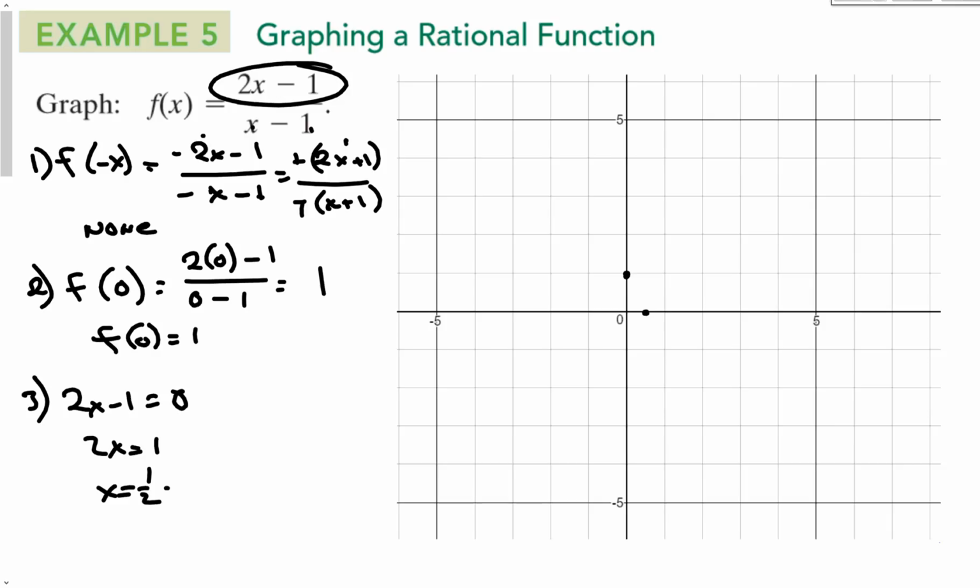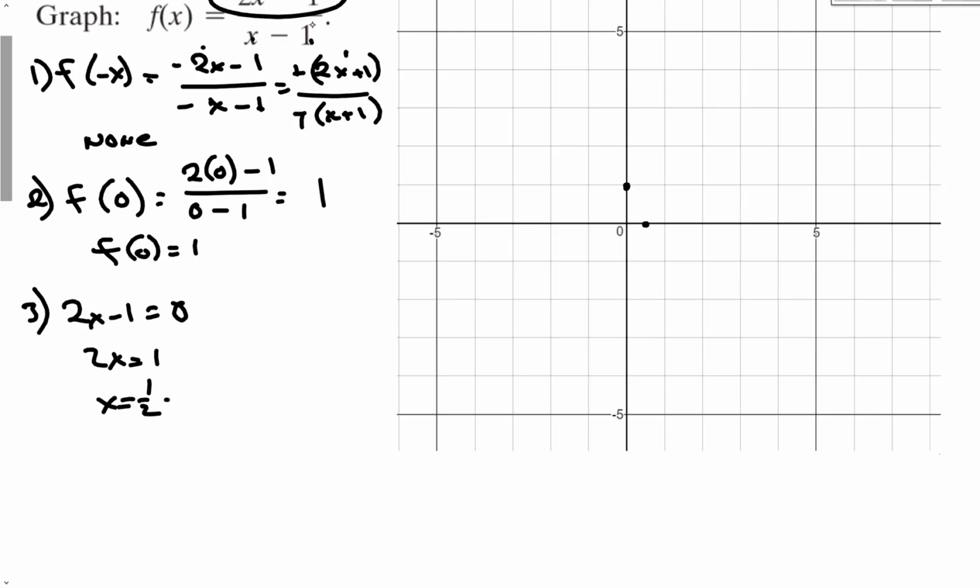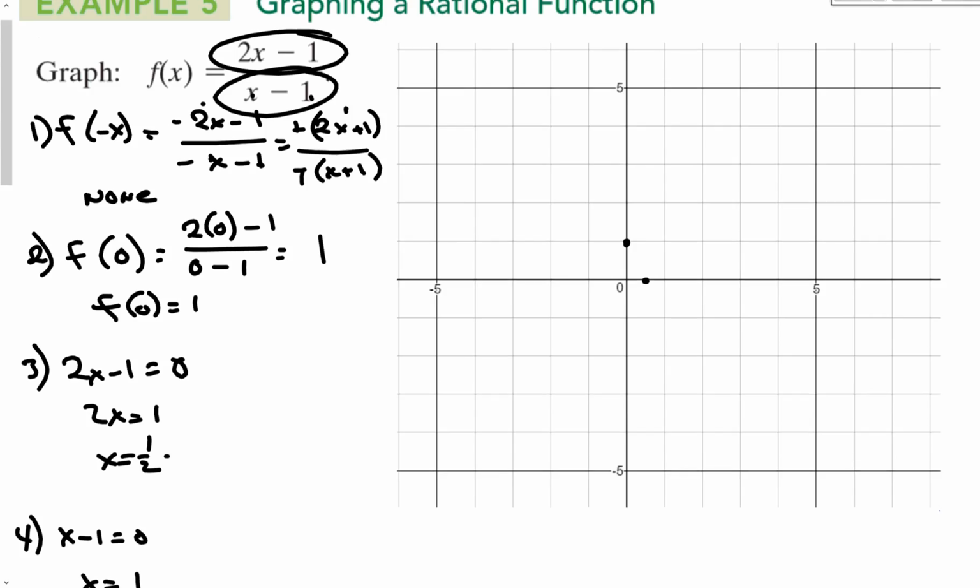Step 4 is to find the vertical asymptotes. To find the vertical asymptotes, I'm now going to set the denominator equal to 0. So x minus 1 is equal to 0, so x is equal to 1. That means this graph at 1 has a vertical asymptote. So I can put a dotted line on this function.